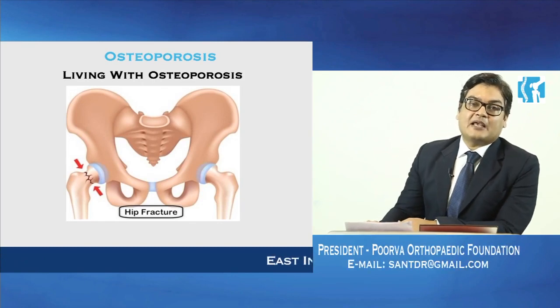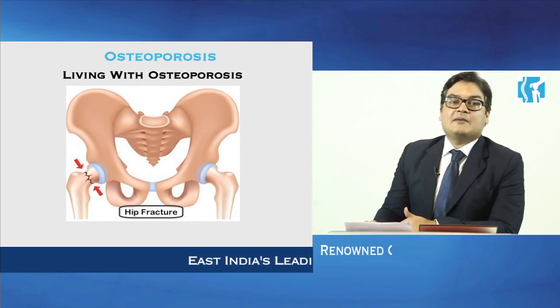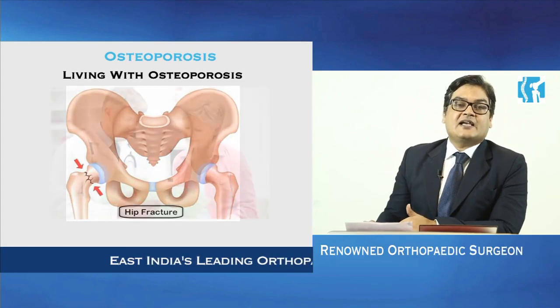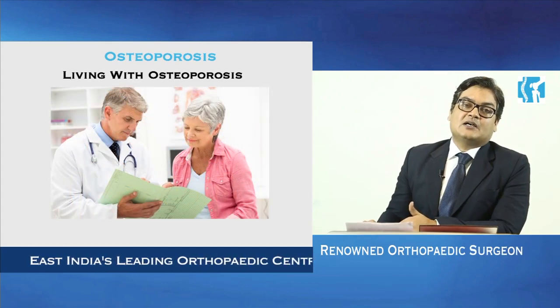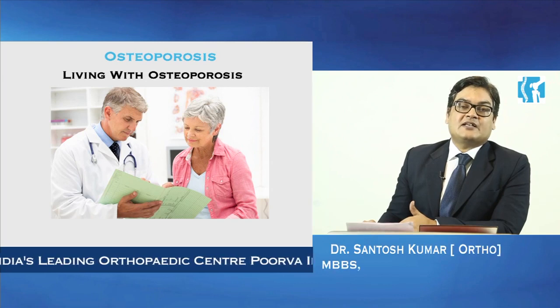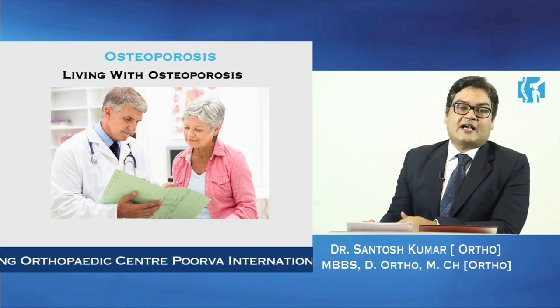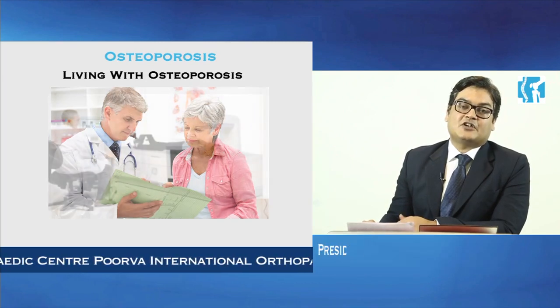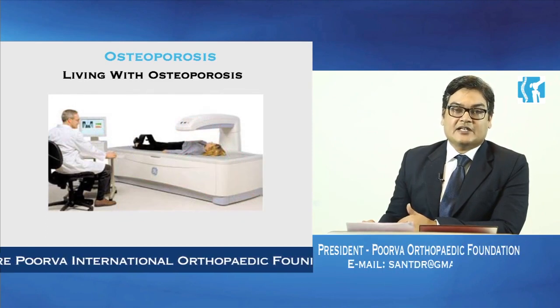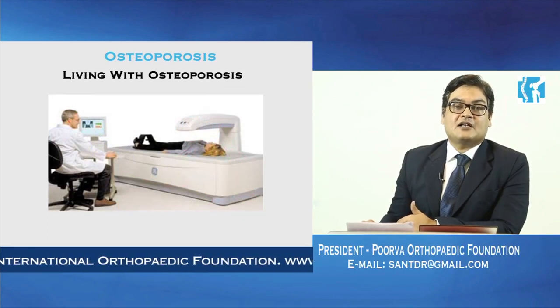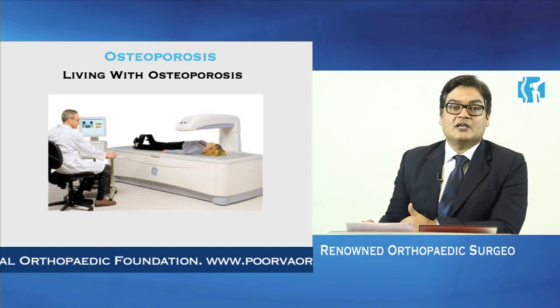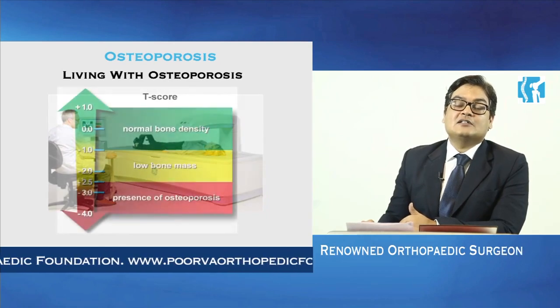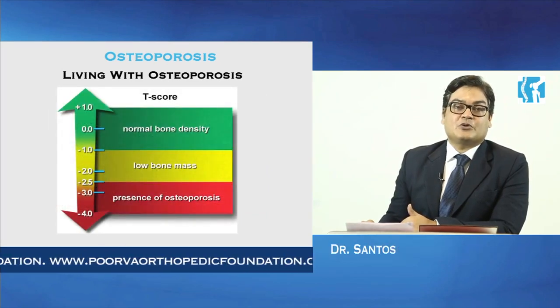Osteoporosis can be primary or secondary. Primary osteoporosis means a senile, age-related osteoporosis, and secondary osteoporosis is where there is a definite reason for an accelerated osteoporosis taking place. For example, it can be a medicine use like steroid use, it can be excessive alcohol use, excessive smoking, or immobility. All these things can lead to secondary osteoporosis.